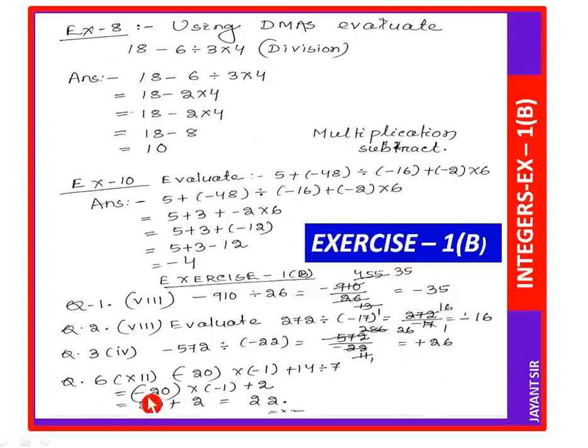Question number 6, part 12: minus 20 plus minus 20 into minus 1 plus 14 divided by 7. First division: 14 divided by 7 is 2. Minus 20 into minus 1: minus into minus is plus, giving 20. Then 20 plus 2 equals 22, children.